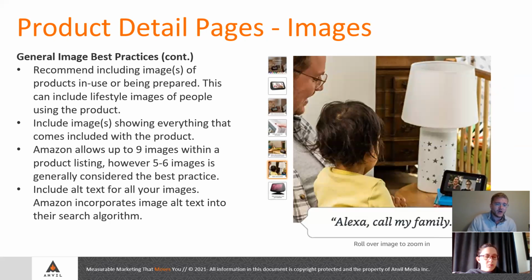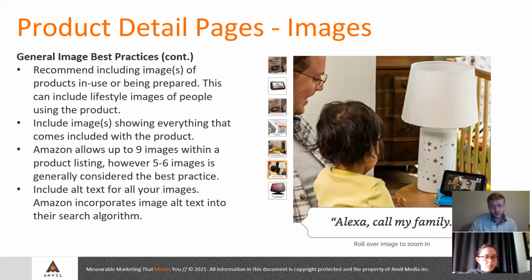Also, Amazon allows up to 9 images within a product listing. That can vary a bit depending on some product categories. There's a few different product categories that do allow more, but for the most part, 9 is the limit. Though they do recommend 5 to 6 is generally considered best practice. Too many images, I think you're just being cluttered at that point. And then too few images, you'll probably see a drop in overall performance on your product listing pages. So, less people actually coming to the pages.